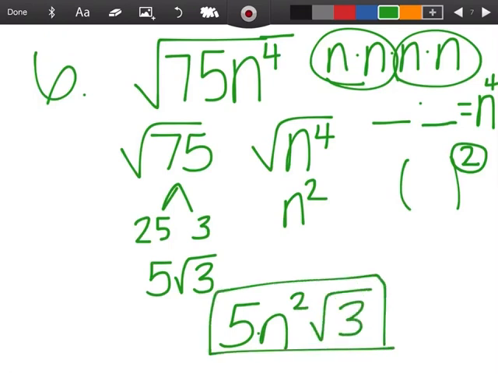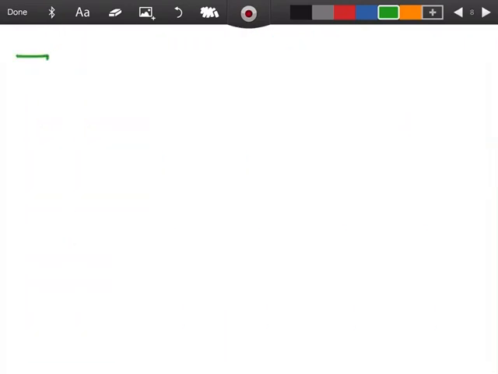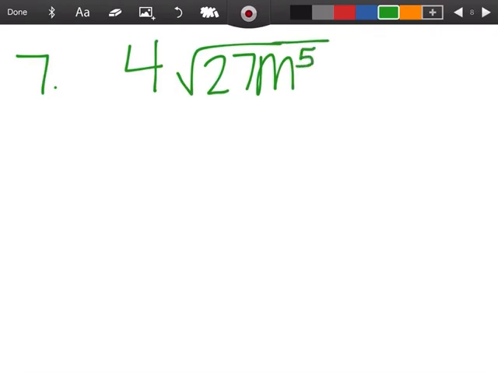So I usually think about it as the square root is talking about groups of 2. So how many groups of 2 are there if there are 4 total? And the answer to that question is 2 of them. That's how I think about it. Mathematically, you can think about it a lot of different ways. So let's try 4 root 27 m to the 5th.